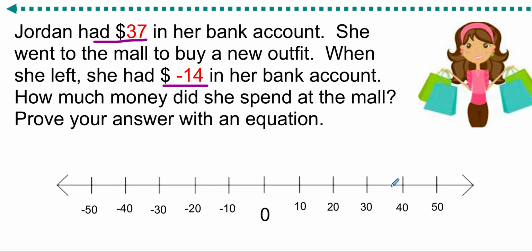37 was the amount that she had, the initial amount when she went shopping. So this is the 37. And when she left, she had negative 14. So negative 14 should be here, somewhere between negative 20 and negative 10.